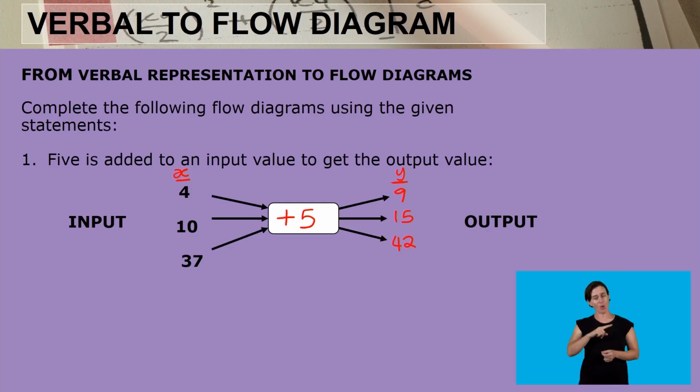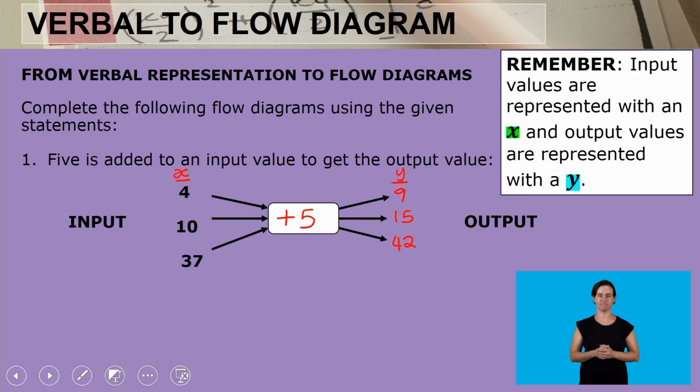Can you see how we were able to use our verbal representation and transfer it to our flow diagram? So our verbal representation was that 5 is added to an input value. So in the flow diagram, we had those input values that we used to apply this rule that was given verbally, and then that will give us those output values. And of course, remember that our input values are represented by an X and our output values are represented with a Y. Let's go on to the next question.